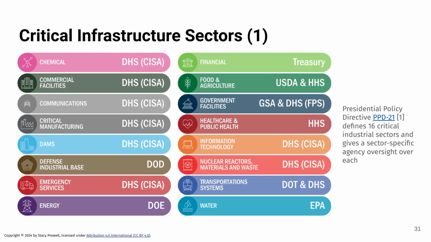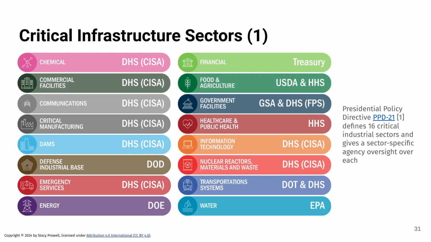You'll find a few of these are a little different. What we would call the DIB, the Defense Industrial Base, DOD has oversight of that. Energy, that's DOE, the Department of Energy. The Treasury has oversight of the financial stuff. Food and Agriculture is the U.S. Department of Agriculture and Health and Human Services. Healthcare, that's also Health and Human Services. And down there at the bottom, water, that's the Environmental Protection Agency. Above that, you see Transportation Systems, DOT, Department of Transportation, and DHS, the Department of Homeland Security, have oversight of that. Planes, trains, automobiles, what have you.